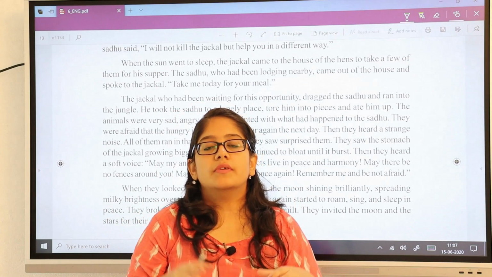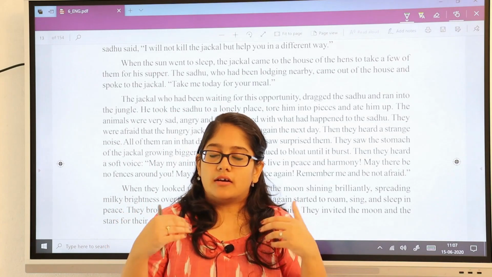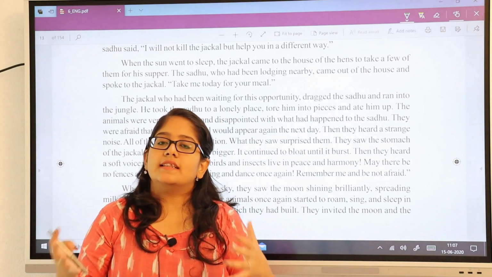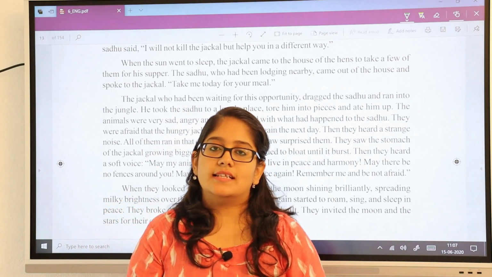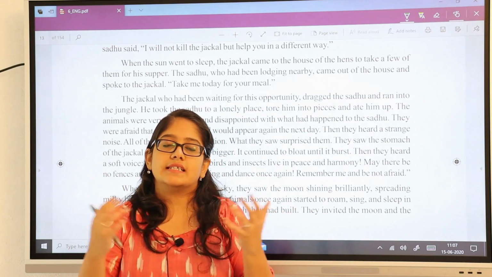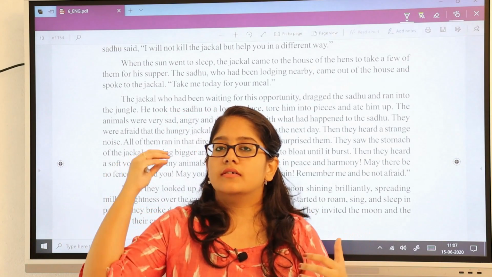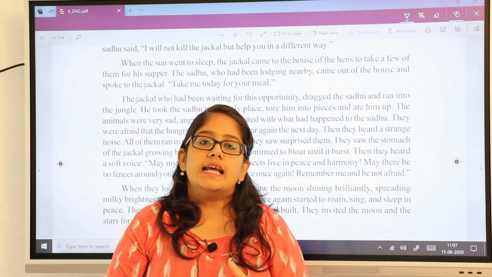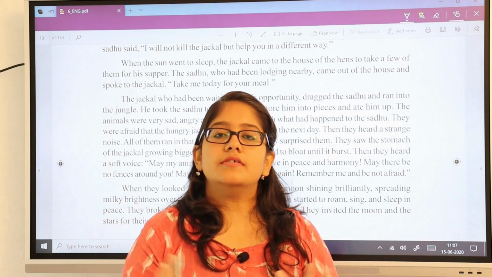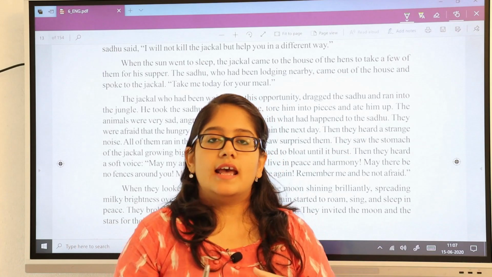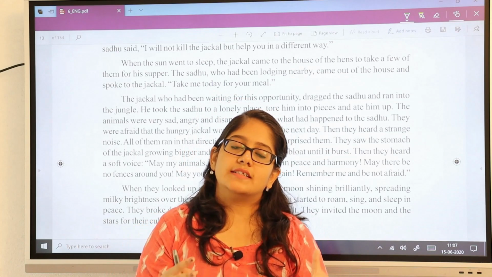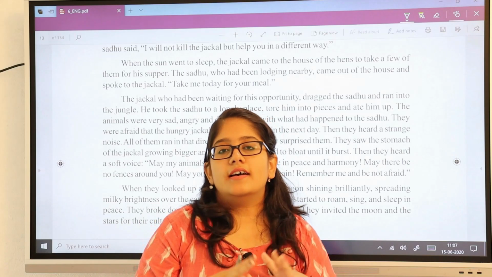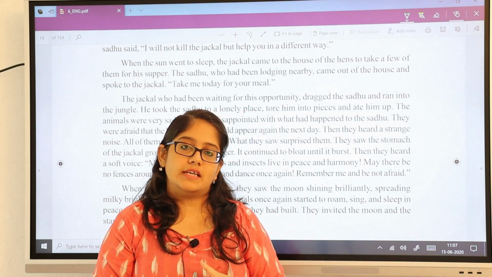Once the sadhu killed the jackal, of course, sadhu had to sacrifice his life, but the peace in the forest was back. And they started looking at the sky. Everything seemed very beautiful. The stars started to shine brilliantly. And once again, there were musical evenings. And once again, the animals started to call moon and stars to be their chief guests for the evenings.